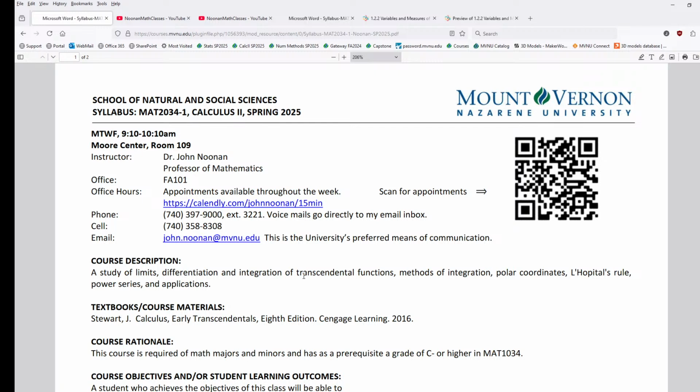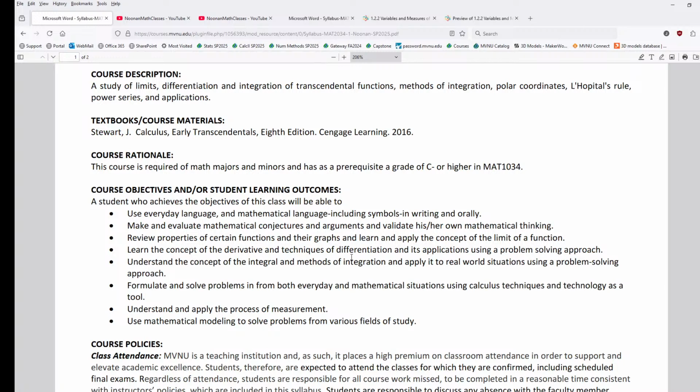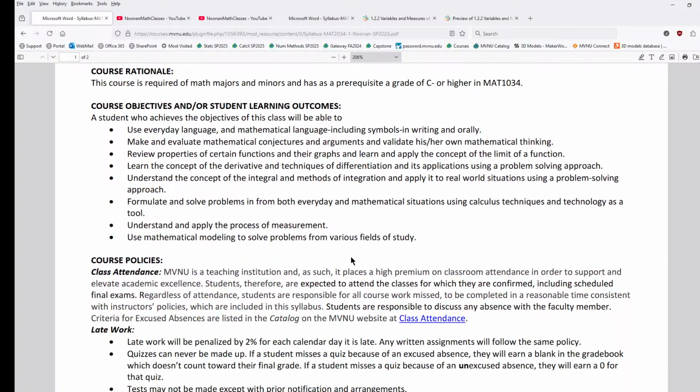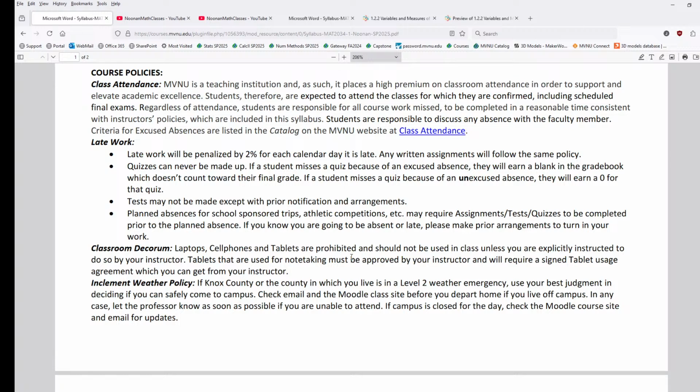The rest of the stuff on this page of the online syllabus is stuff that you might not care about that much, but I'm required to put on here. Things like course objectives, course rationale. Basically, you should have passed Calc 1 to be in this class. Okay, so course policies. Here's where we need to get serious.